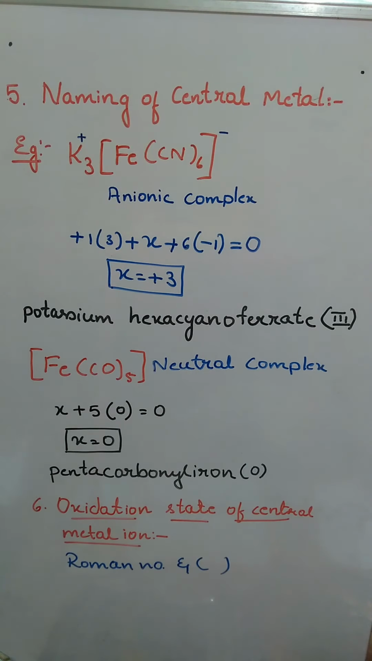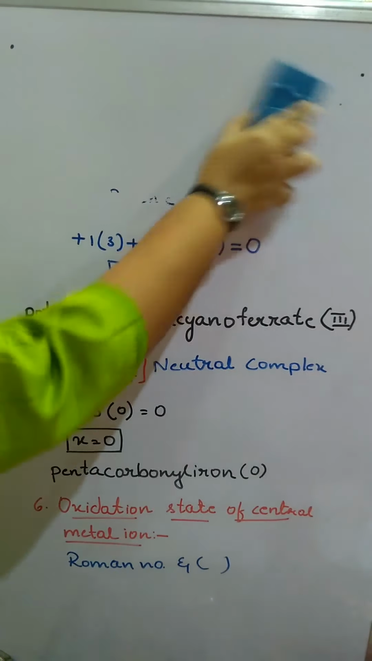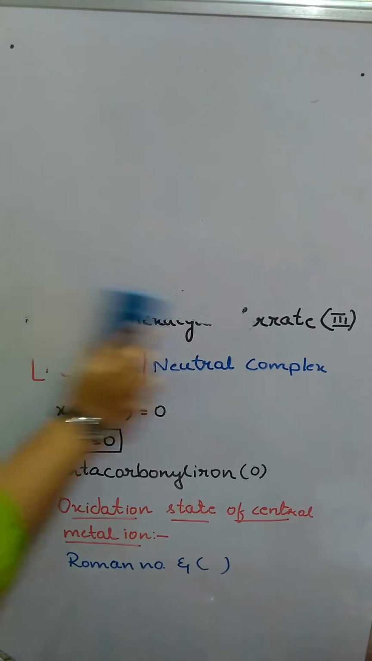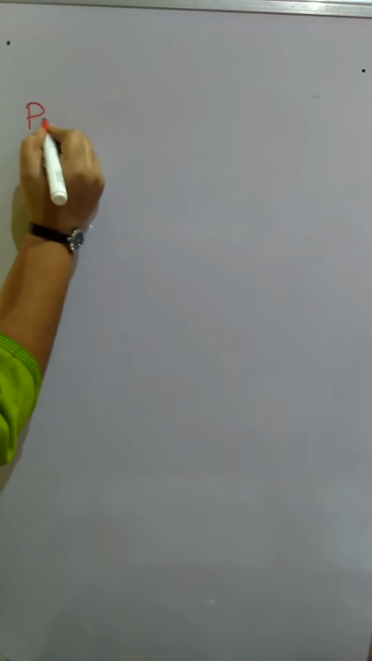Next one, point of attachment. The next rule, the 6th one, we have finished. Next is the 7th one, point of attachment. Point of attachment is nothing but, in the case of ambidentate ligands, as we have seen, the point of attachment.